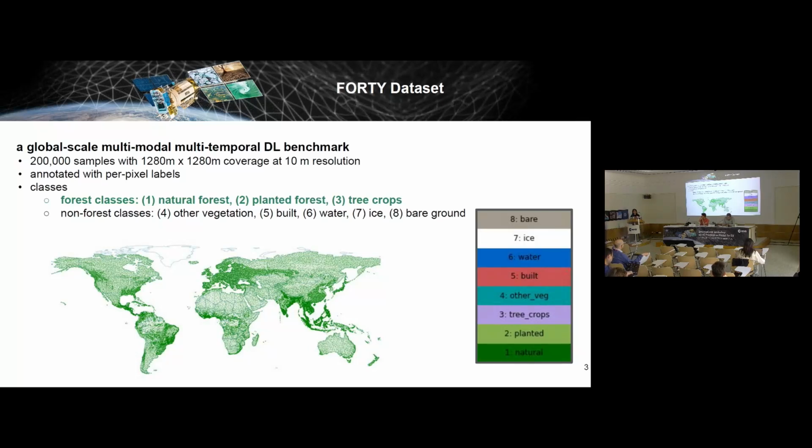And for the classes, we have 3 forest classes, natural forest, planted forest, and tree crops, and we also include some non-forest classes, other vegetation, built, water, ice, and bare ground, just to enrich the segmentation labels.